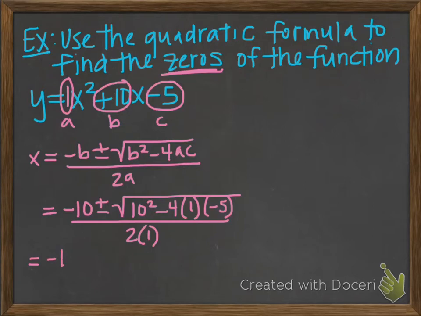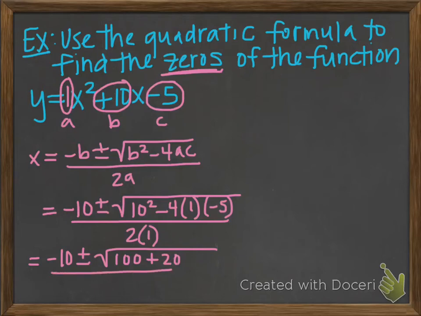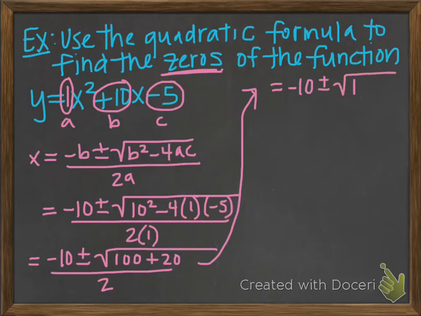So we've got negative 10 plus or minus the square root of 10 squared, which is 10 times 10, which is 100. Negative 4 times 1 times negative 5 is going to be positive 20. And this is all over 2 times 1, which is 2. All right, I'm going to go back up here. Now we're going to simplify what's in the square root symbol. 100 plus 20 is 120. So now we've got negative 10 plus or minus the square root of 120 all over 2.